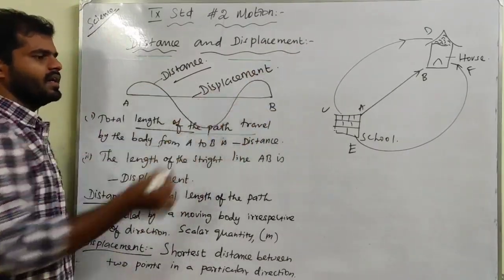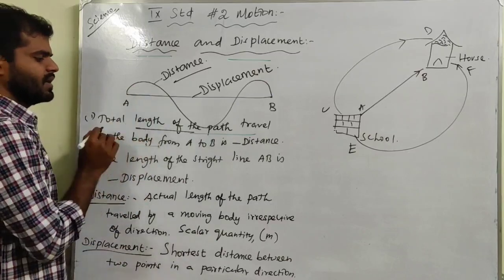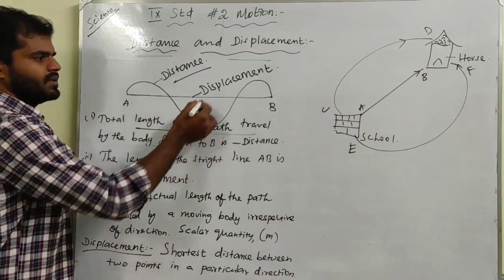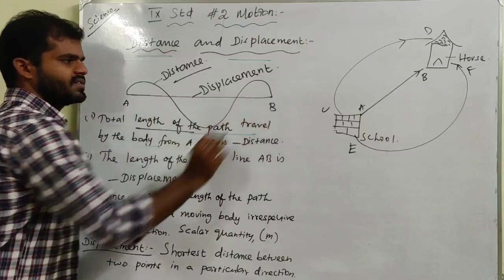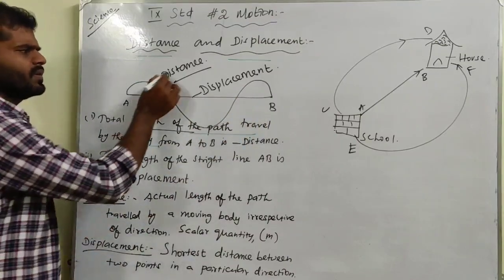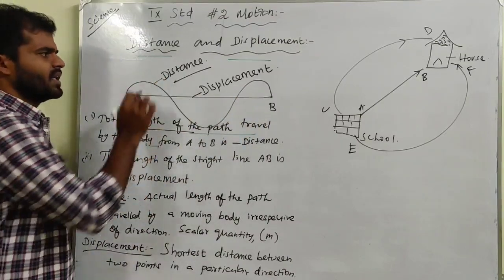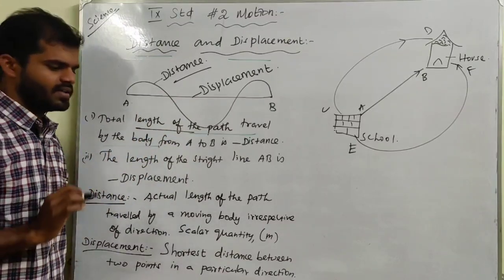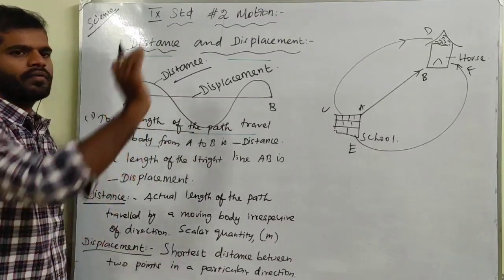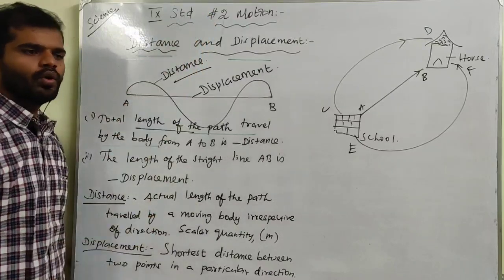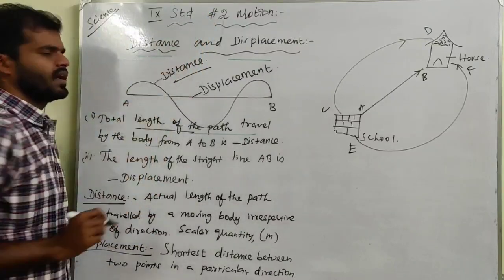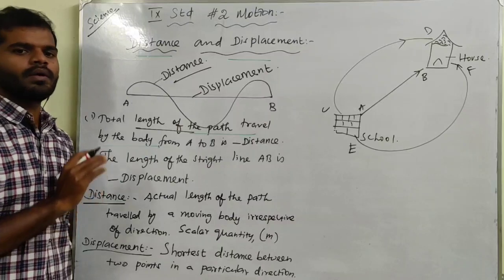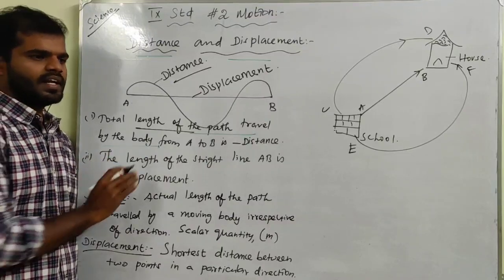So distance and displacement. Distance is nothing but the total length of the path. Displacement is nothing but the shortest distance between 2 points. What is the difference between these two? Distance will not speak about the direction. I'll just start from one point and I have to reach that point. I can go in any direction, that is called distance. That will not speak about the direction.